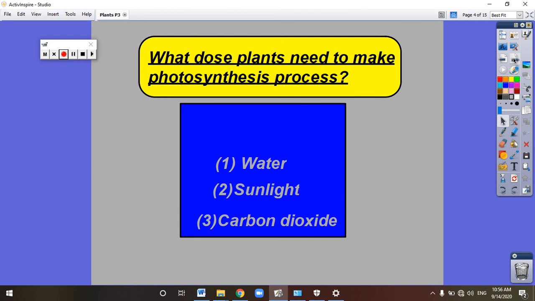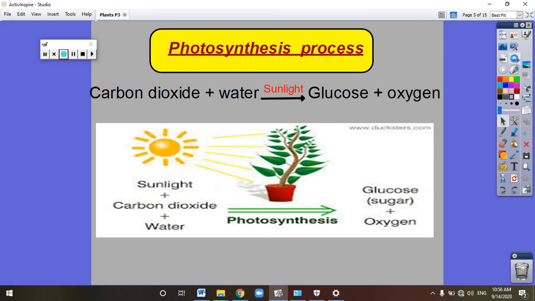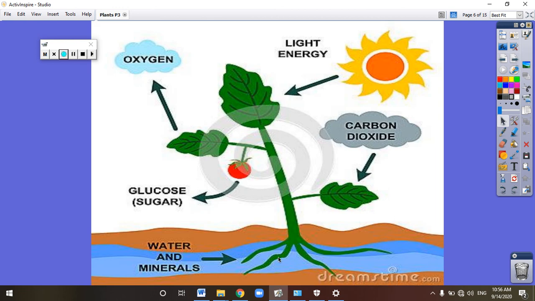It needs some things, such as water, sunlight, and carbon dioxide. Okay? How does the plant get the water? What is this part of the plant? It's called roots. The roots absorb the water from the soil. When you give the plants water, you put the water on the soil. Why? Because the plants contain the roots that absorb the water from the soil. So the water enters the plants through the roots.